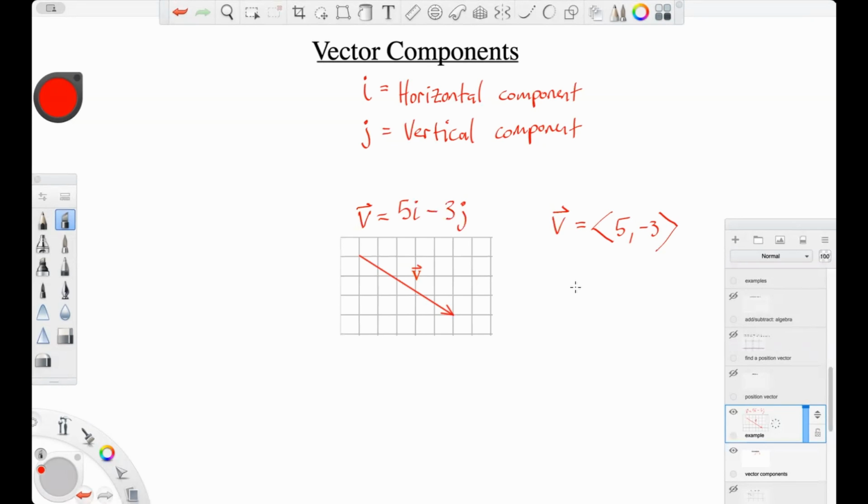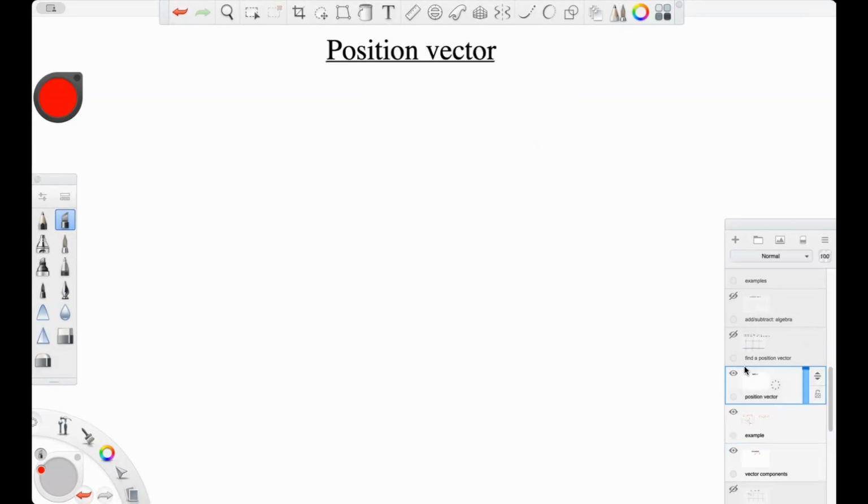So there's going to be some initial point. It doesn't tell us where the initial point is, right? And in fact, we're going to assume that the initial point is at 0, 0 at the origin. And then from there, we're going to move to the right 5 and down 3. So we assume that the initial point is going to be at 0, 0. That's what's called a position vector, right? So a position vector is defined as a vector with its initial point at the origin. So I'll write that down. It's a vector with its initial point at the origin at 0, 0.